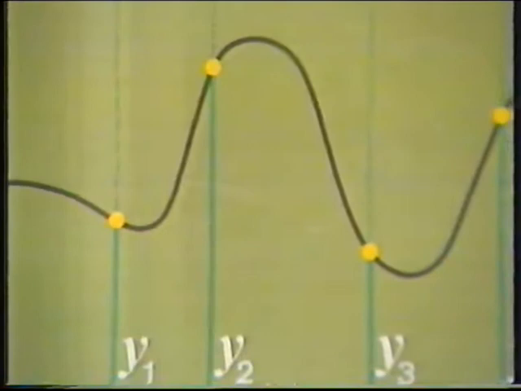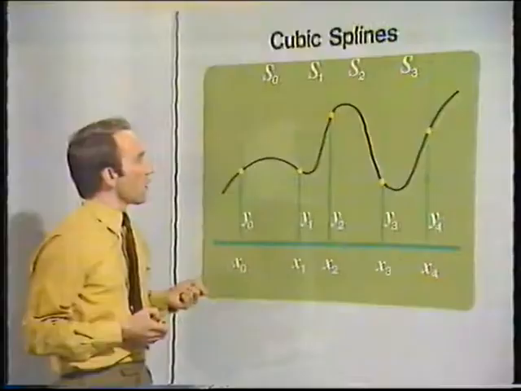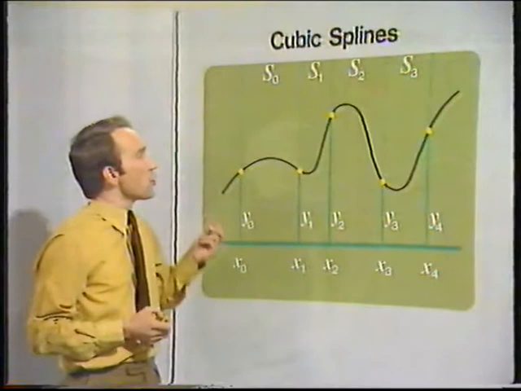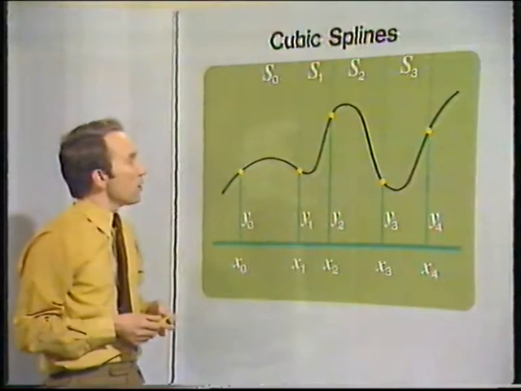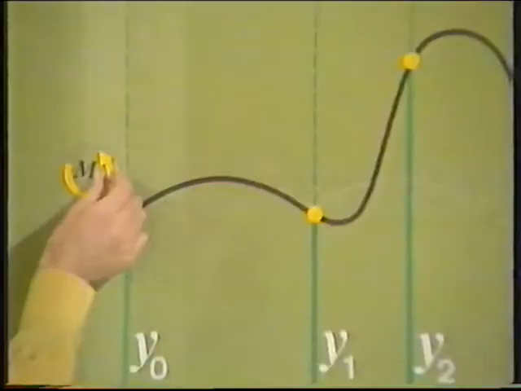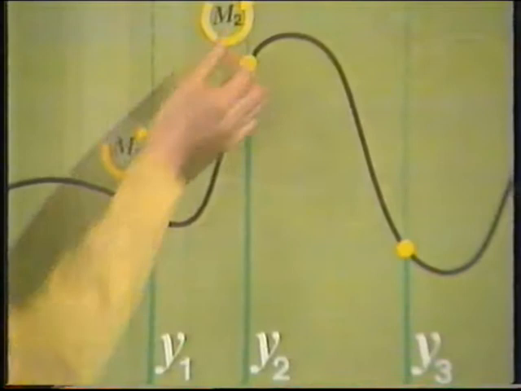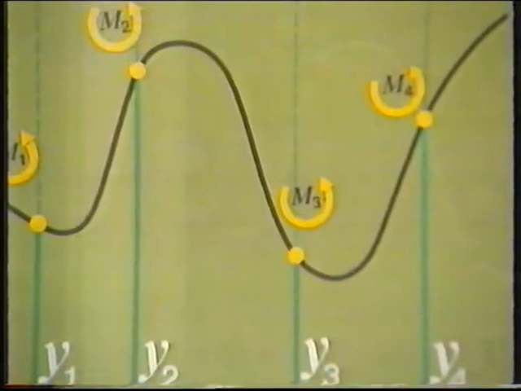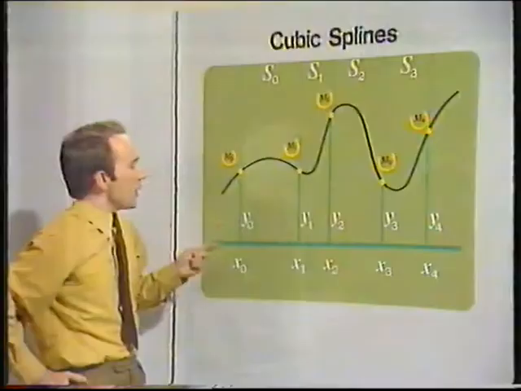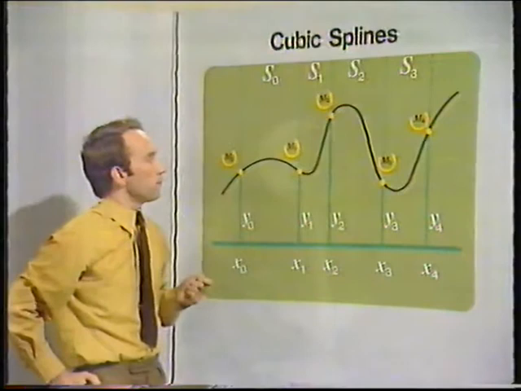Now, how do we find the equation of these curves? Well, we could express each cubic in terms of its coefficients, but this turns out to be rather nasty. The trick instead is to introduce these m's. These are the second derivatives of the cubic at each of these points. We then express each cubic in terms of its x's, y's, and m's. And so we've automatically got continuity of second derivative at these points.